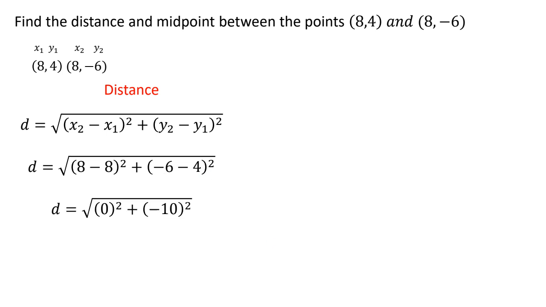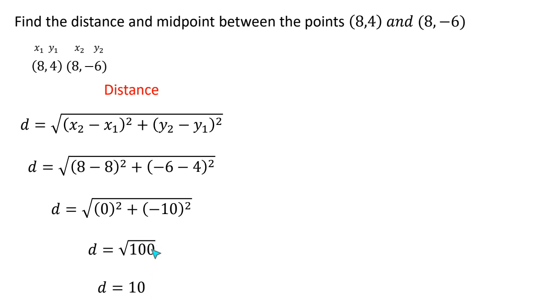If we simplify, 8 minus 8 is 0, and negative 6 minus 4 is negative 10. If we square the 0, it's 0 plus 100. If you put this answer in your WebAssign assignment, it will count it wrong because it's not a simplified radical expression. So you want to simplify this. Think about 100 and how you can break it down so that it has a perfect square in there. Actually, 100 is perfect, so the square root of 100 is 10.